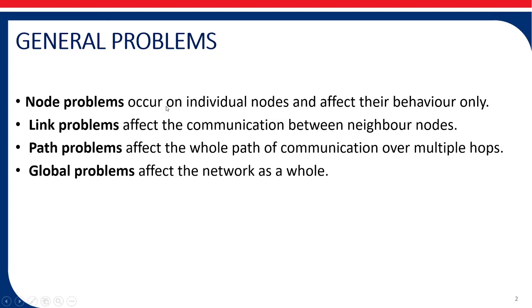Node problems occur on an individual node and affect its behavior only. A link problem affects the communication between a node and its neighbor. A path problem affects the whole path of communication over multiple hops. A global problem affects the network as a whole.